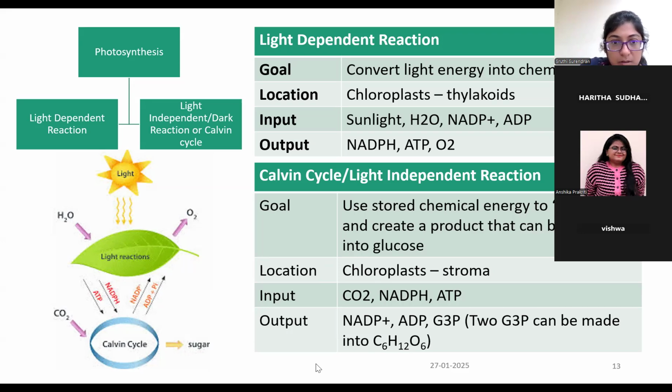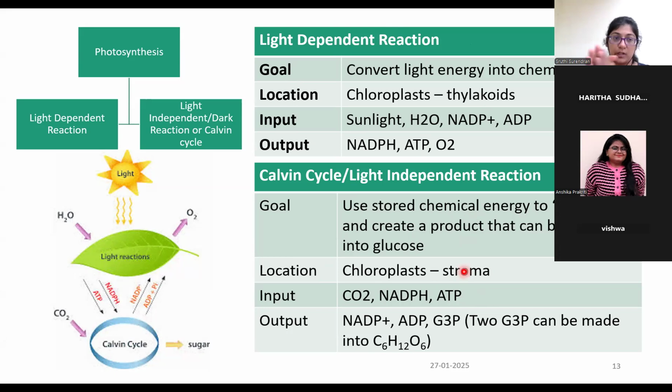Okay. So we see why thylakoid and stroma are important. It is because this is the place where the light reaction and the Calvin cycle are occurring. Thylakoid is where the light reaction is occurring, and stroma is where the Calvin cycle is occurring.